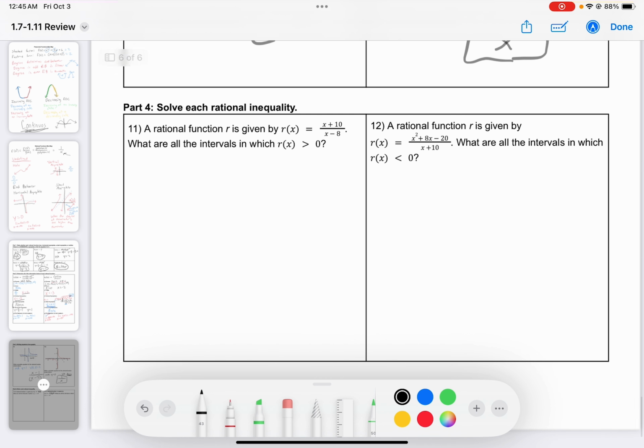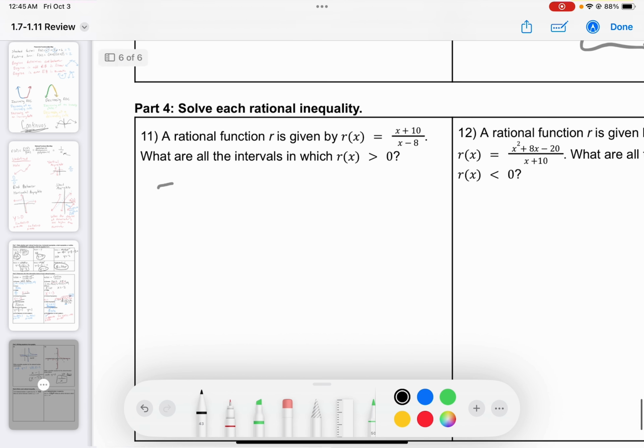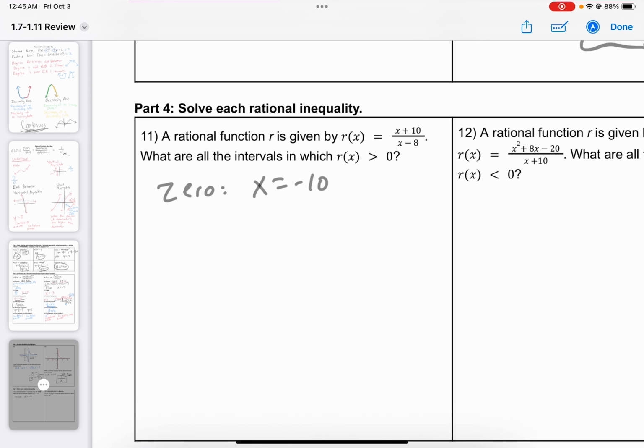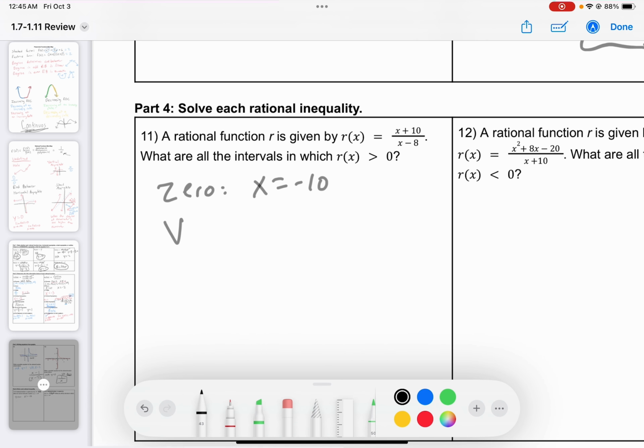Part 4, solve each rational inequality. All right, a rational function r is given as r of x equals x plus 10 times x minus 8, where all the intervals in which r of x is... What are all the intervals in which r of x is greater than 0? So we have to think about what's happening here. Well, we have a 0 at x equals negative 10, because that would only exist in the numerator. And we have a vertical asymptote at x equals 8.